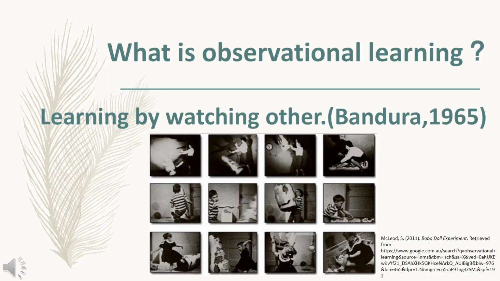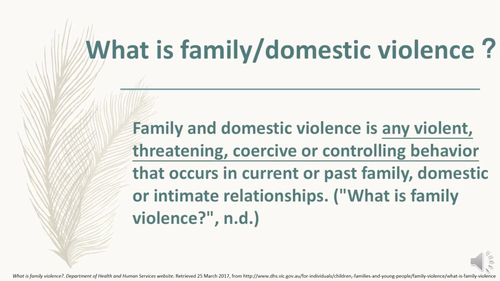The first concept is observational learning, which means learning by watching others. This concept was proposed by Albert Bandura, who also did a famous experiment called the Bobo doll experiment to support his observational learning hypothesis. The Bobo doll experiment saw children imitate aggression toward the doll by watching others' similar behavior. The second concept is family violence, which is also called domestic violence.